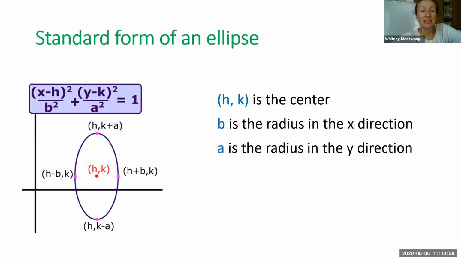Okay. So you'll find your center, and then you'll find your radius in x on both sides, your radius in y on the top and the bottom, and then you're just going to form that ellipse.